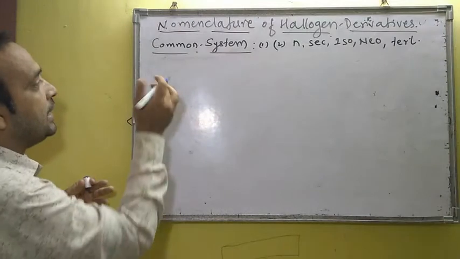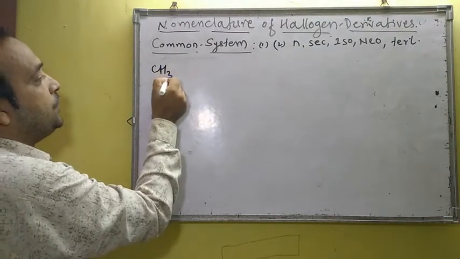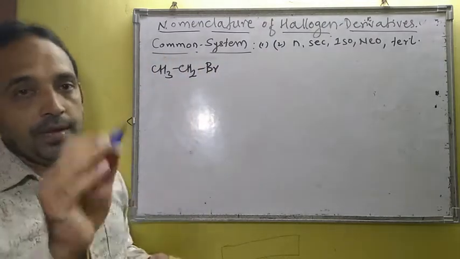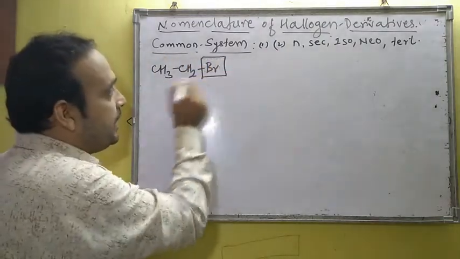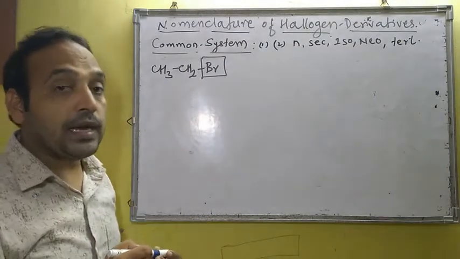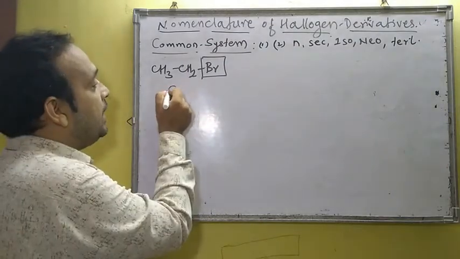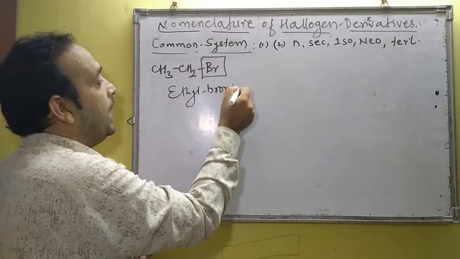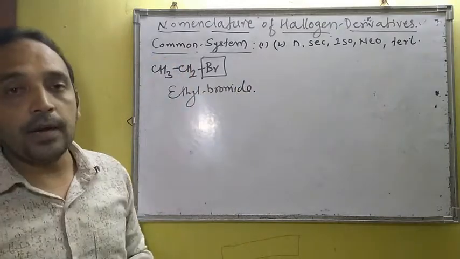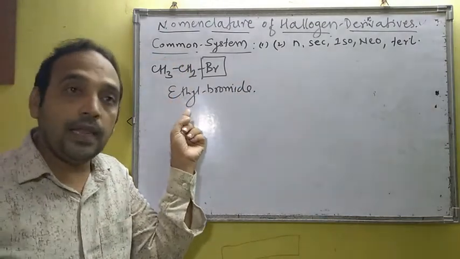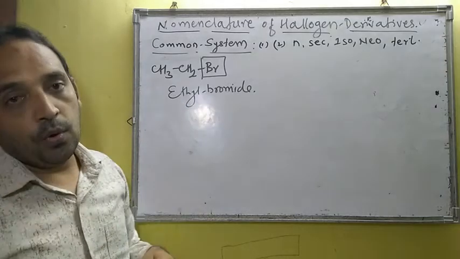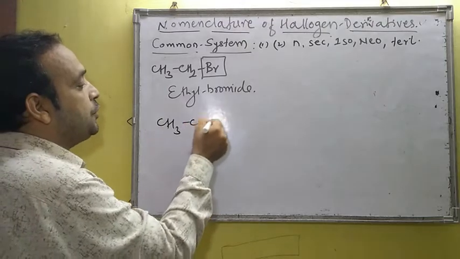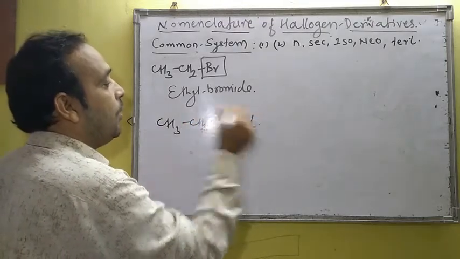Now the first alkyl halide given is CH3 single bond CH2 single bond Br. In this case the halide present is Br. Two carbon atoms means which alkyl group? Ethyl. So we write ethyl, and Br means bromide. So what is the common name of this given compound? It is written as ethyl bromide. Now next one, suppose CH3 CH2 CH2 single bond Cl.